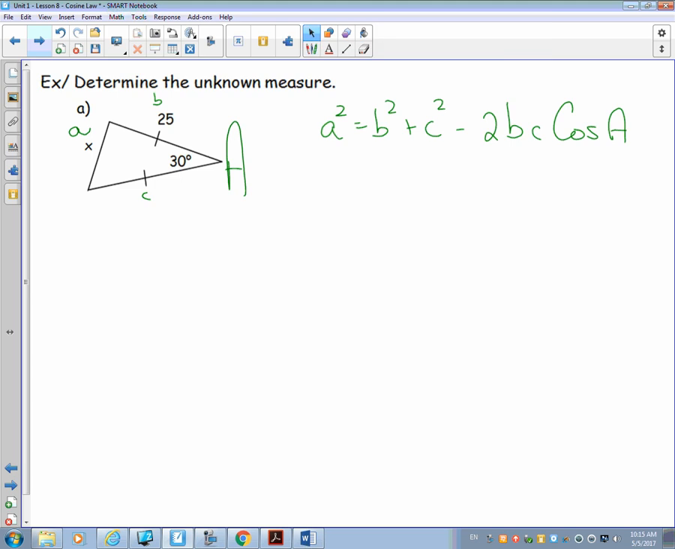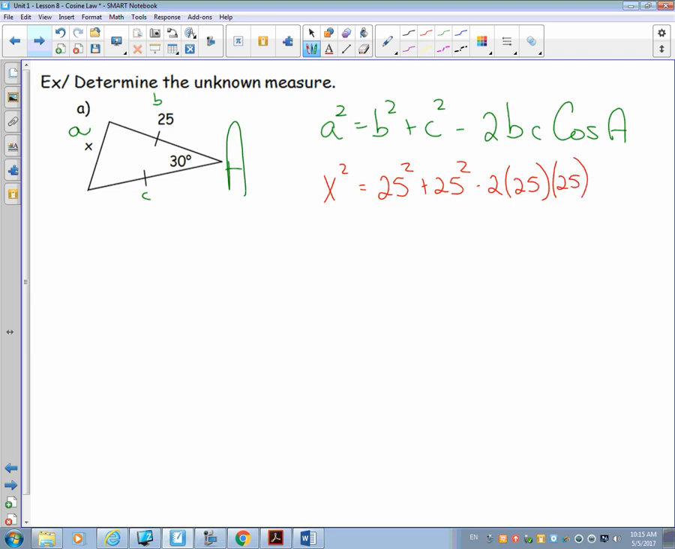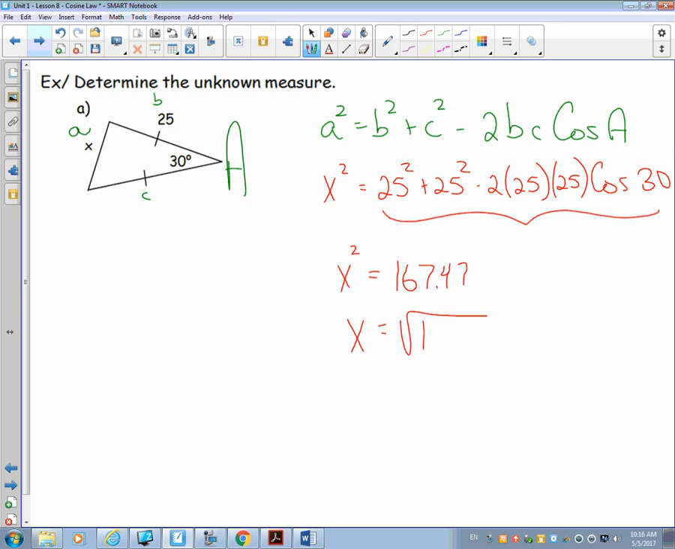The parts and pieces that I have, I need to have x squared for my a. b and c are both 25s. And my angle was 30. Notice that I already have x by itself. This is great news for us. I can put all of this stuff into my calculator at one time. If I do that, I'll get what x squared is. And I got 167.47 when I put it in my calculator. But that's x squared and I want x, so I need to take the square root. And if I do take the square root, I end up with 12.94.